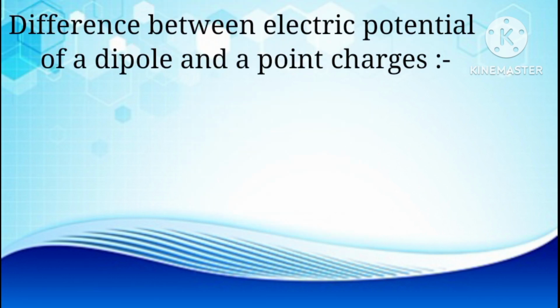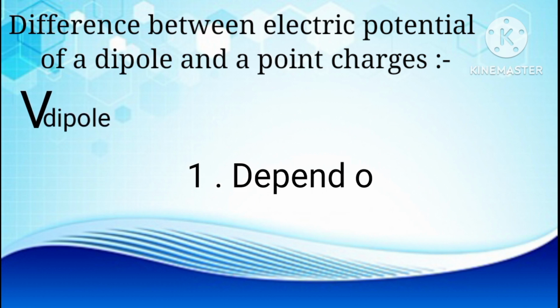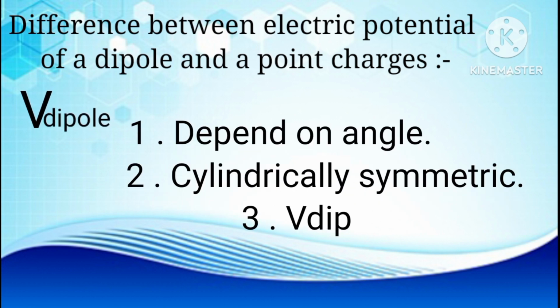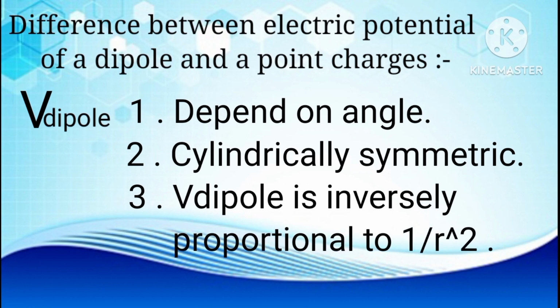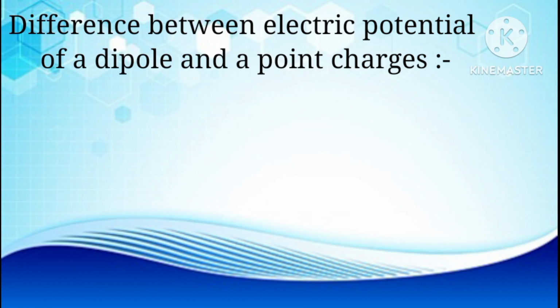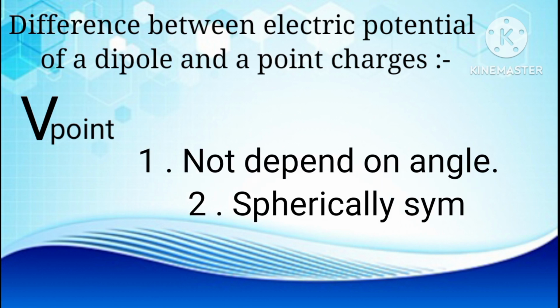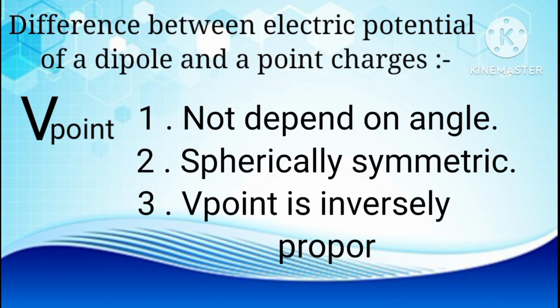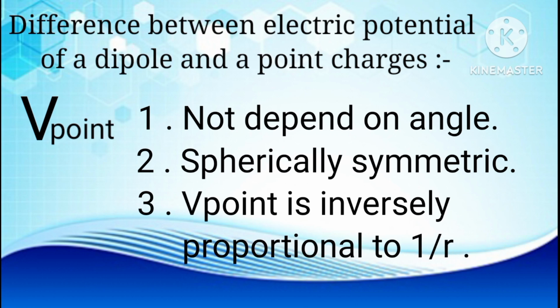Difference between electric potential of a dipole and a point charge. V dipole: first, depends on angle; second, cylindrically symmetric; third, V dipole is inversely proportional to 1 upon R squared. V point charge: first, does not depend on angle; second, is spherically symmetric; third, V point is inversely proportional to 1 upon R.